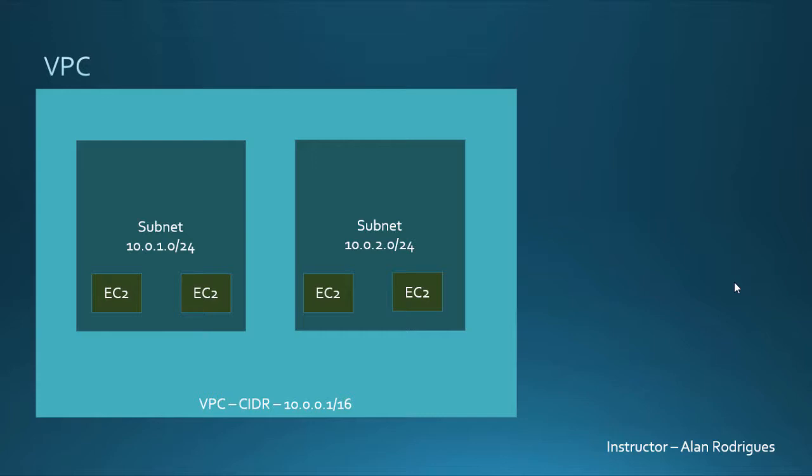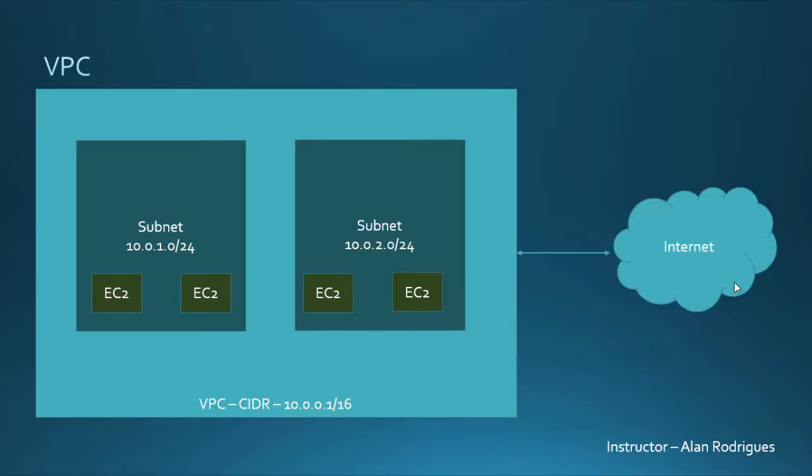As an example, we have EC2 instances which are defined in the subnet. Let's say it's attached to the internet gateway, and then we have our NACL rules which are defined for each subnet. So just remember that NACL rules are defined at a subnet level.